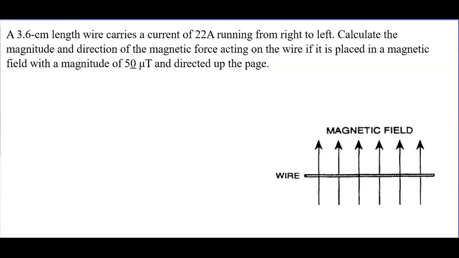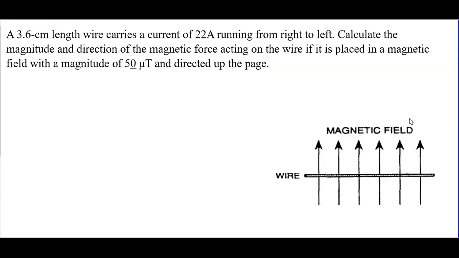So mathematically, here's how we can calculate that force. I'll just go through this example. Suppose you have a small little wire there. It's 3.6 centimeters in length, and it carries a current of 22 amps. Yikes, that would kill you. Running from right to left, calculate the magnitude and direction of the magnetic force acting on the wire if it is placed in a magnetic field of magnitude 50 microteslas directed up the page.